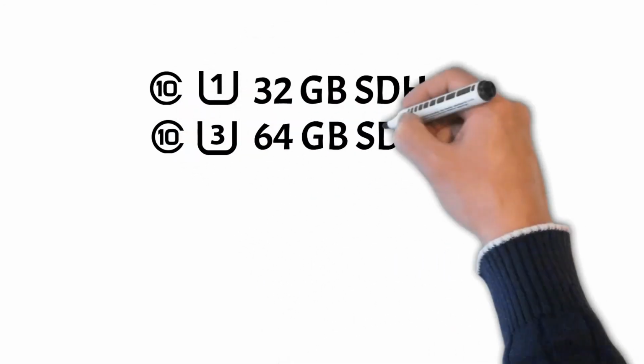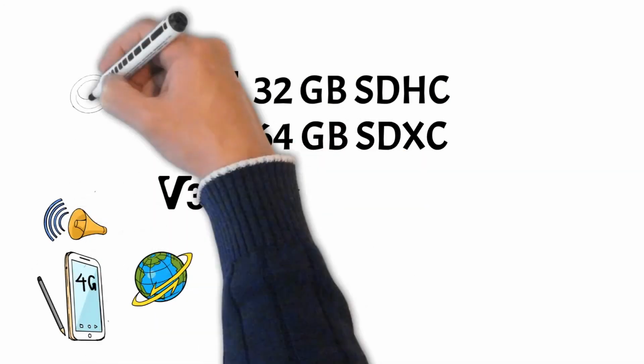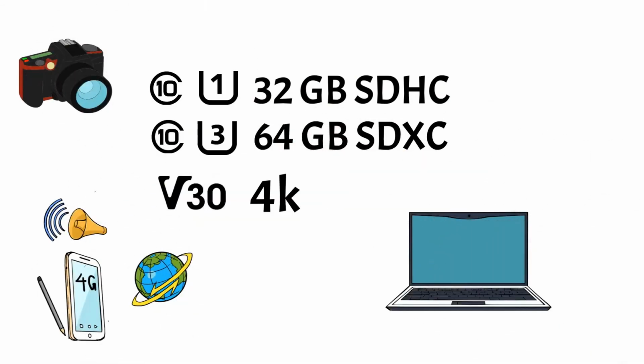You should check the user manual of the device you are buying an SD card for to find out what cards it supports and what cards it will work optimally with. But if you are not sure, a 32 gigabyte SDHC UHS1 will work on most devices, and a 64 gigabyte SDXC UHS3 should work on most devices that were made after 2012.